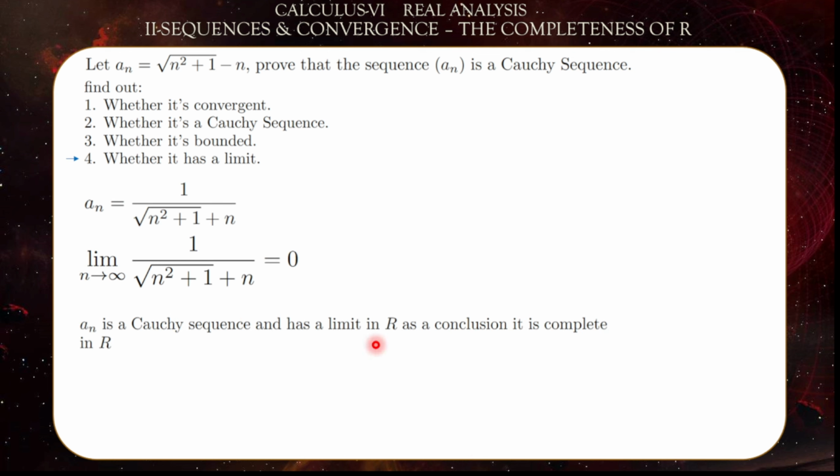Let's check the limit. So we've already seen the limit. a_n is equal to 1 divided by (square root of n squared plus 1, plus n). We've taken n to the outside. The inside had cancelled out, so the limit is equal to 0. a_n is a Cauchy sequence and has a limit in R. As a conclusion, it is complete in R, because not only do the terms themselves approach each other for large values of n, but also they approach a finite and definite limit.